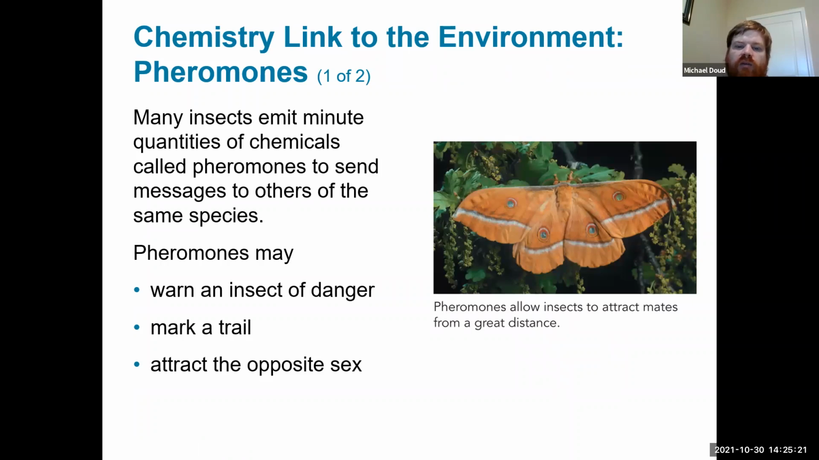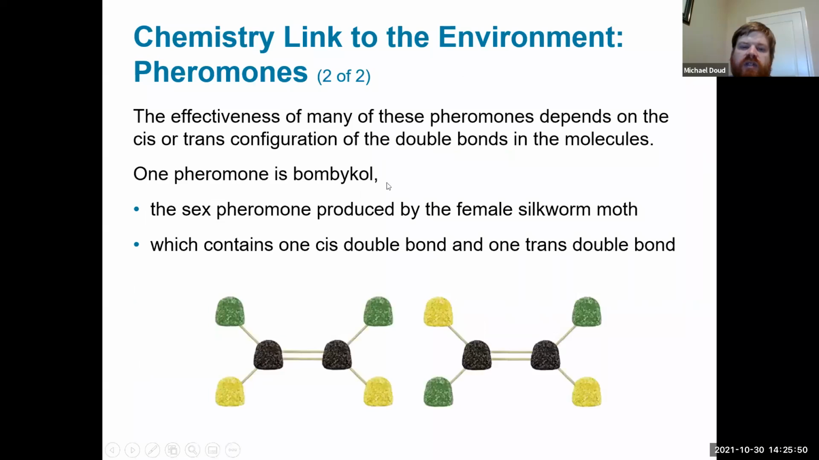One thing that we want to look at with particular interest with alkenes is pheromones in insects. So pheromones are chemicals that other species can detect that maybe we can't. You think of it like smelling, right? Even if it's a different type of sense, insects, for example, commonly use pheromones to warn of danger, to mark a trail, like what ants do, and also for attraction, if they want to attract the opposite sex of them. The ability of these to transmit will depend on the cis or trans configuration of the double bonds.